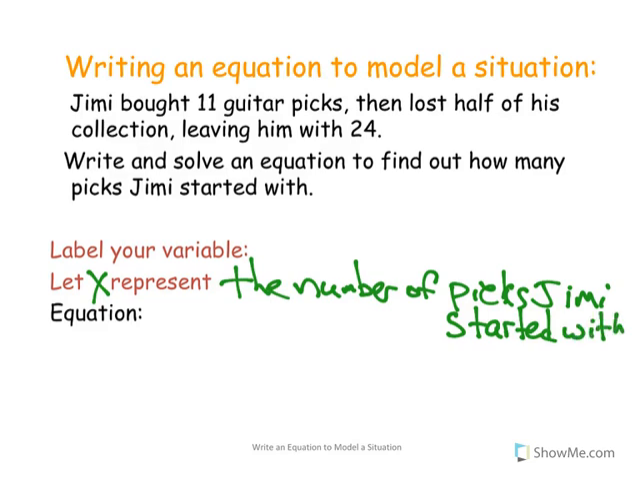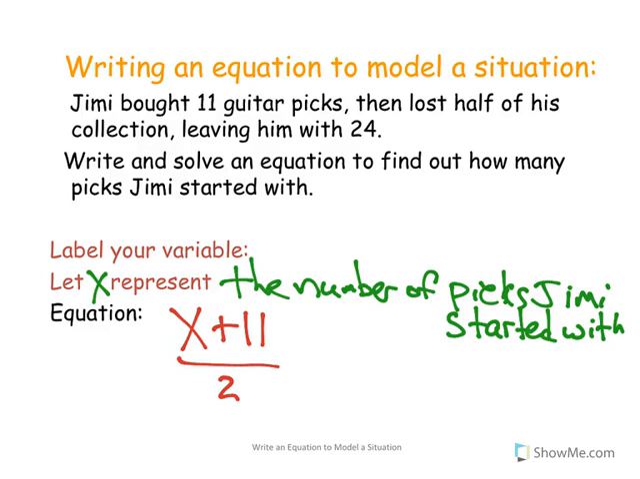All right, so now he started with X picks. He bought 11 more. Now he's got X plus 11. Now he lost half of them. So the way you really want to think about it is if he lost half of them, then he kept the other half. So he still has half. So he's got half of his X plus 11.